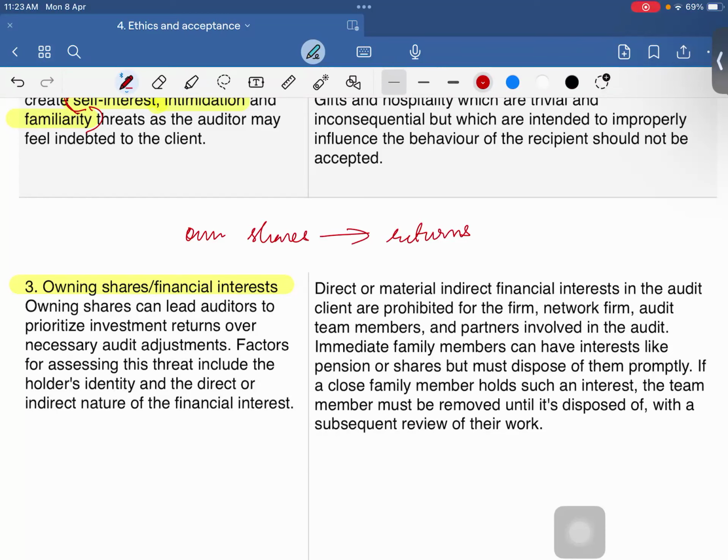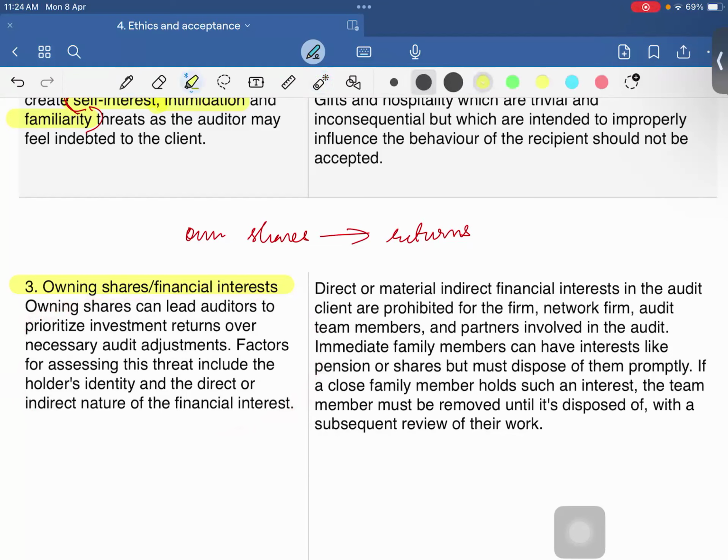So if the auditor is owning some shares or any other financial interest in the client company, then they would be in a constant fear of not getting the returns, right? And this would lead to him compromising his objectivity, because he fears he won't get the return. So he is not going to adjust the financial statements which are needed, and he's going to turn a blind eye over it. This particular threat is known as owning shares, and it leads to a self-interest threat.